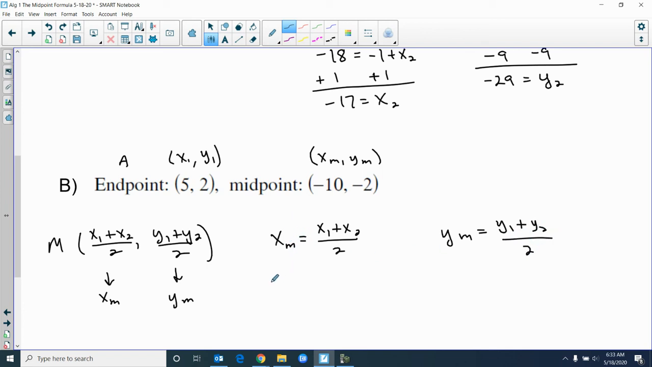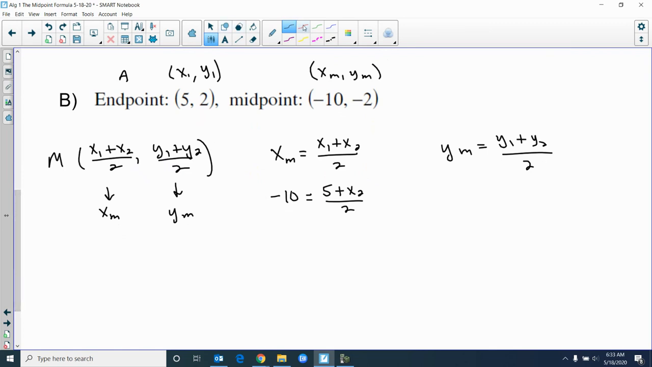All right, what's my x coordinate of the midpoint? It is negative 10. That equals the first endpoint, which is 5, plus the second endpoint, which we don't know, divided by 2. When I get to here, I multiply both sides by 2. That cancels the 2. 2 times negative 10 is not negative 12. It is negative 20 equals 5 plus x sub 2. Then I subtract 5, and I get negative 25.